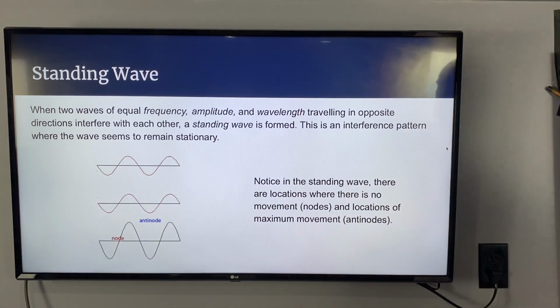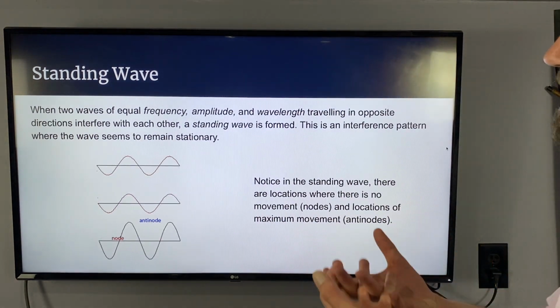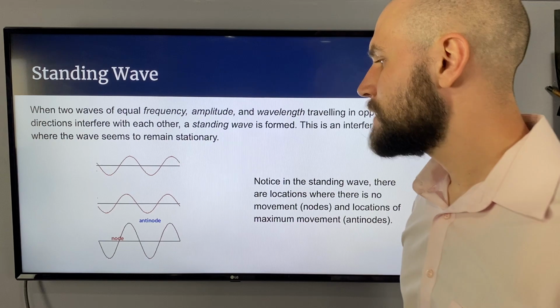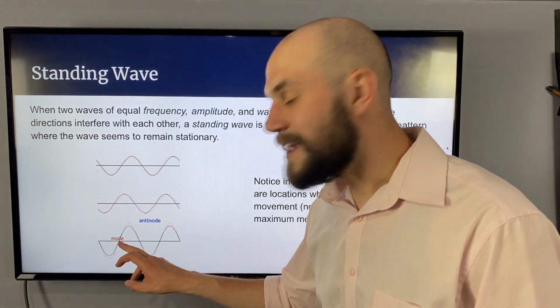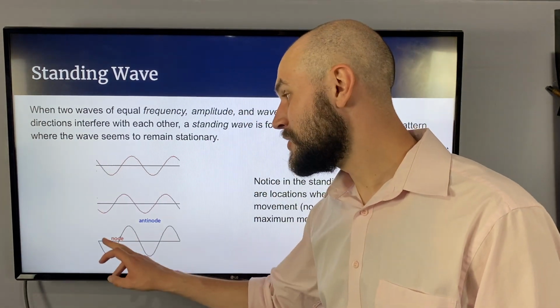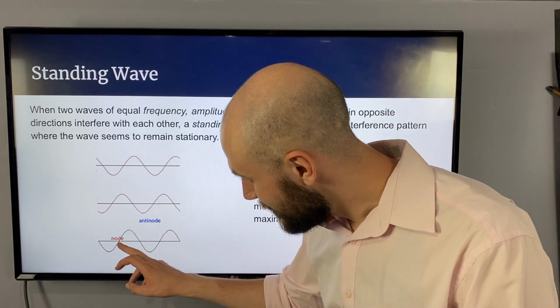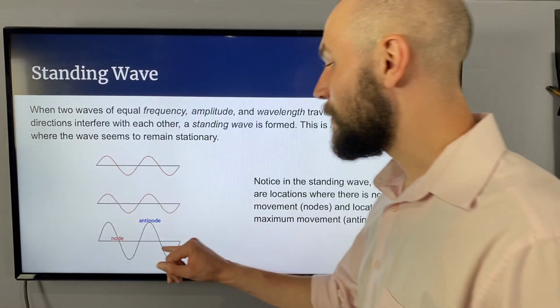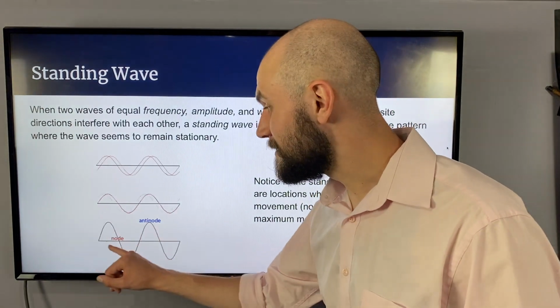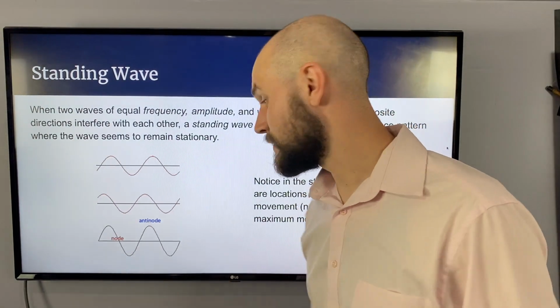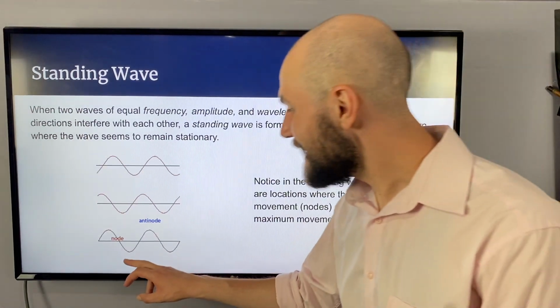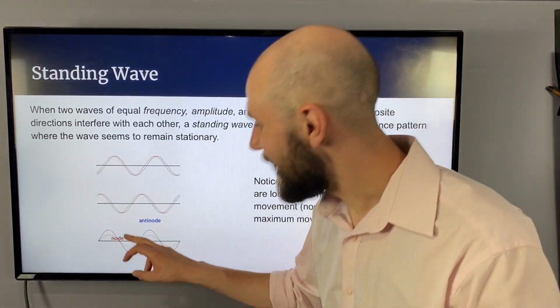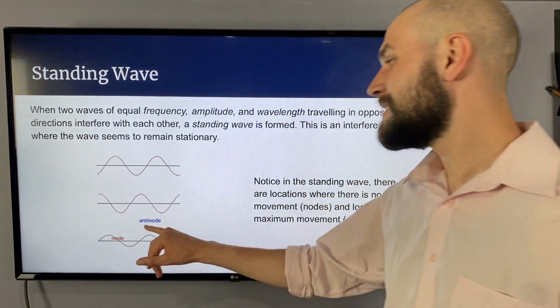standing wave pattern. Now the way we describe these standing waves is we have areas where nothing happens. That's what we call a node. Nothing is happening. Those are the areas where the wave is stationary. We have maximum destructive interference here at these nodes. Nothing is occurring. But at these antinodes, that's where the wave is moving the most.